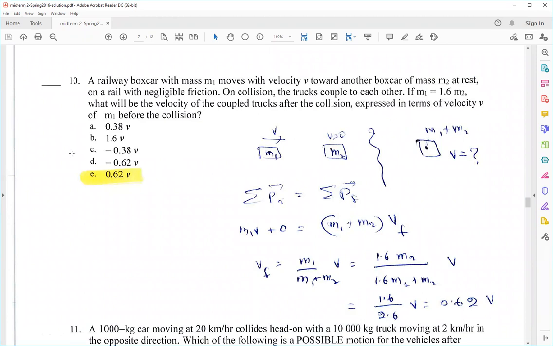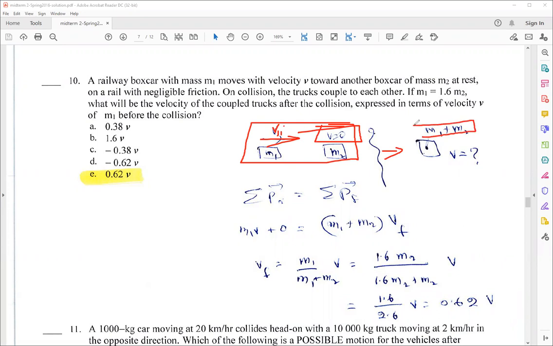So I'm given this problem, which is an inelastic collision. Mass 1 is moving with initial velocity v1 initial. Mass 2 is stationary, velocity 0. So this is before. After collision, they move together as total mass.